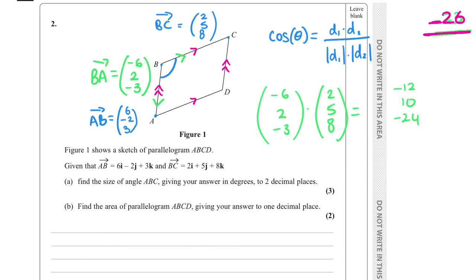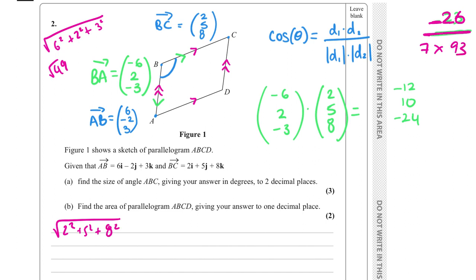Then, what we're going to do is the magnitude. So then we're going to have the square root of 6 squared plus 2 squared plus 3 squared, which is root 49, which is 7, multiplied by the square root of 2 squared plus 5 squared plus 8 squared, which is 93. So now we're going to read the question.